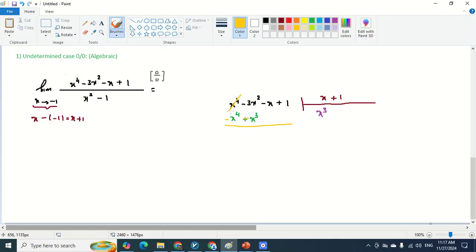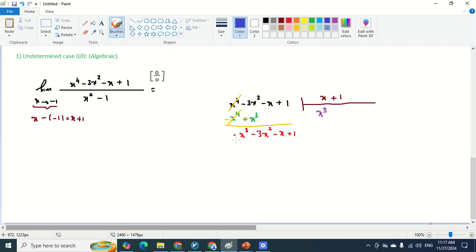Right now x^4 and minus x^4 will be cancelled, then I have minus x cubed as an expression that remained over there, and minus 3x squared minus x plus 1, up to the time that the degree of the remainder is bigger than the divisor. You should continue the division.